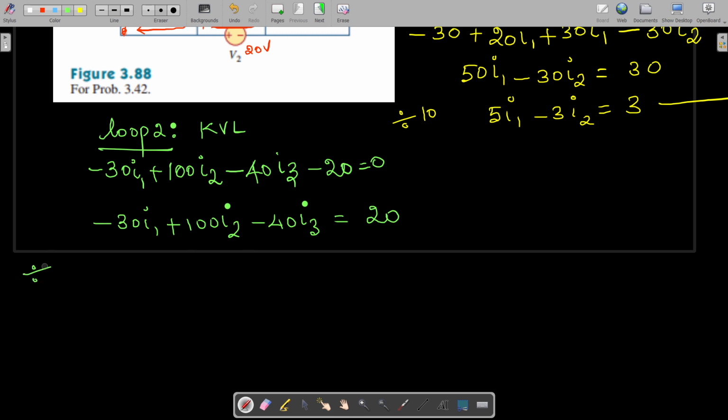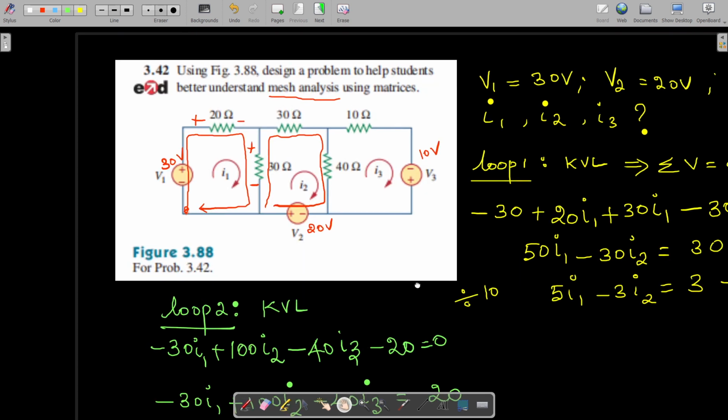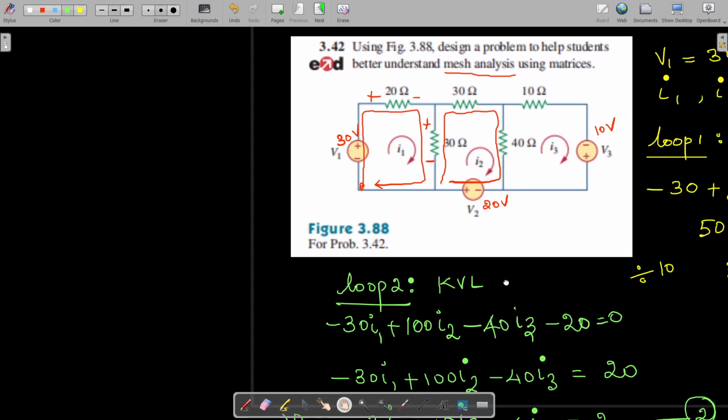So this can also be divided by 10. So you get minus 3 I1 plus 10 I2 minus 4 I3 equal to 2. This is equation number 2. Now we go for this third loop. For that we apply mesh analysis, loop 3, for which we apply KVL. Here the current will be flowing like this for this loop 3.